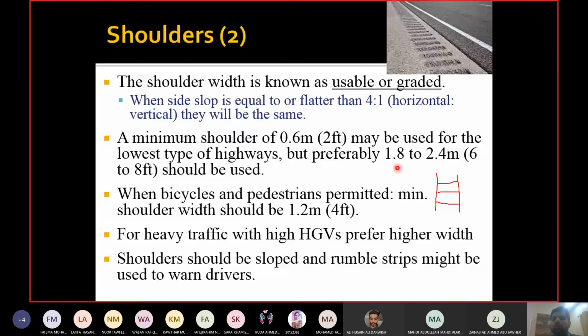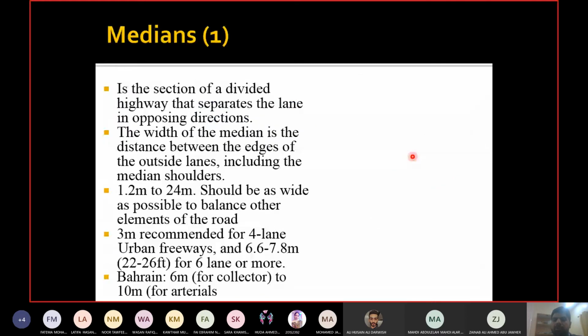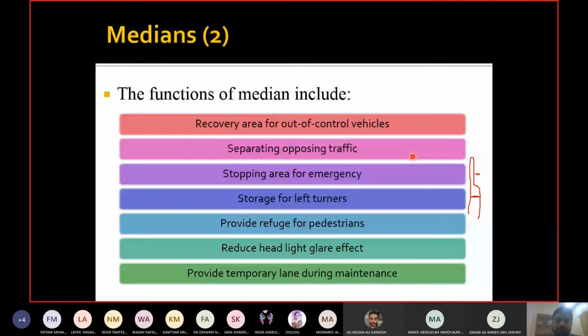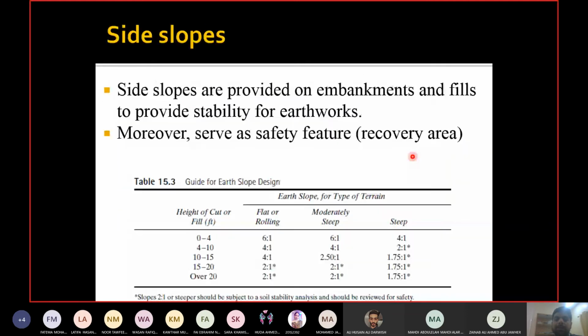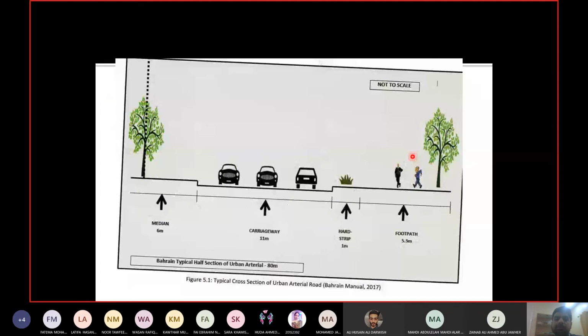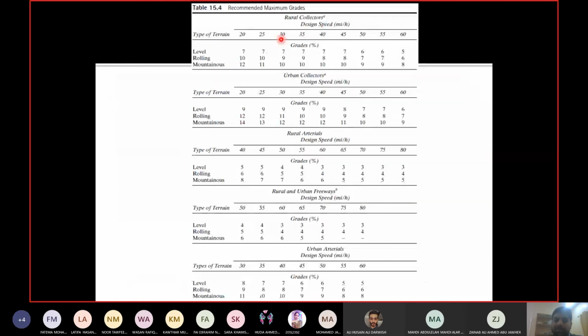2.4 meters is almost 10 feet. So I will pick a value of 10 feet. Then the last thing is the gradient. For gradient, I have this table. I'm designing a rural collector, mountainous area, and I selected a speed of 30 miles per hour. So my gradient should be 10%. Got it? So this is how you select the gradient.